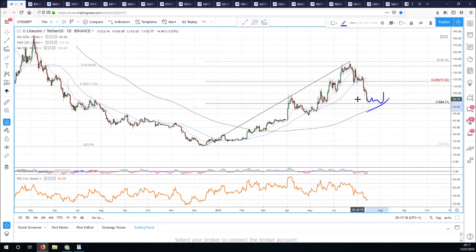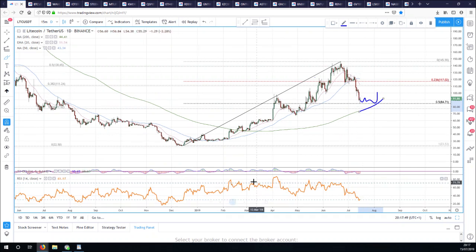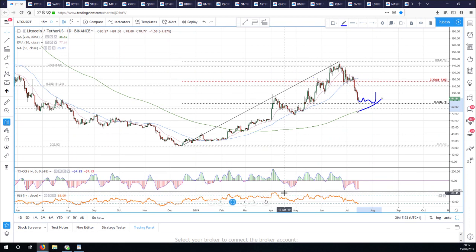So for me, a really good level, but we got here quite sharply. Maybe we need to spend a bit of time here making a bit of a base. And again, patience. I was always expecting July to be a pullback month or a slow month, or a consolidation month, and that's how it's playing out.